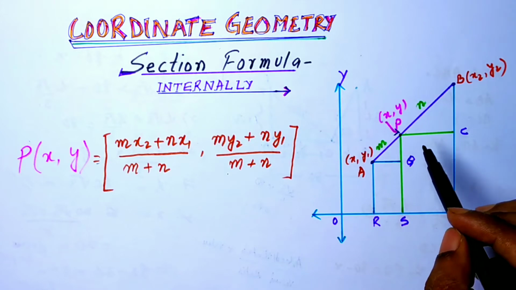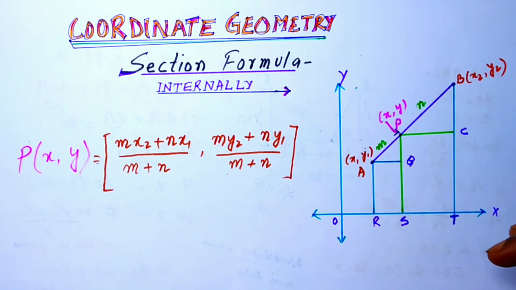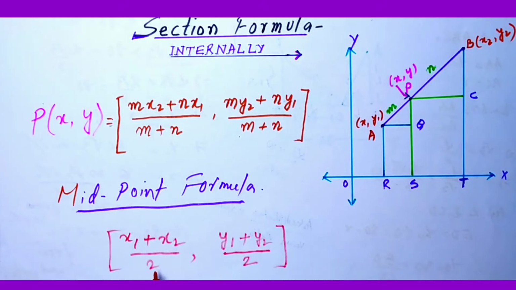We have a special case. If P is the midpoint of AB, then we have the midpoint formula: (x1 plus x2) by 2, (y1 plus y2) by 2. Let us solve a few examples based on the section formula and midpoint formula.